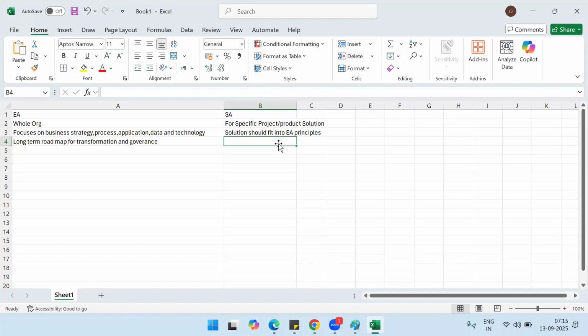So now the solution architect. It is the one who is basically bridging the gap between business requirement and technical implementation, whereas EA is the one who is basically talking about the roadmap of the transformation. So here it is, you can say, business requirement plus technical implementation. Okay.